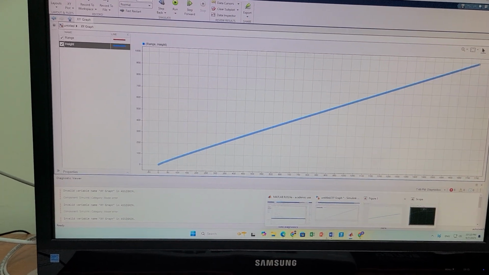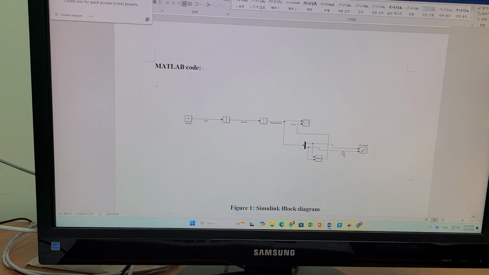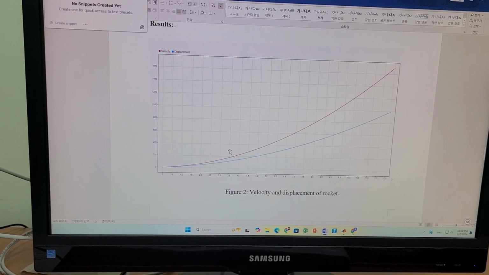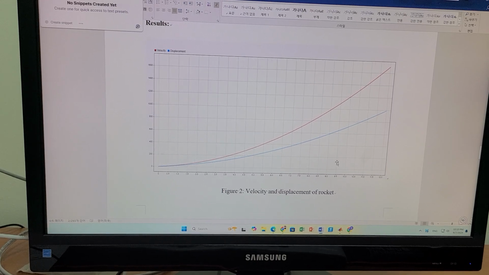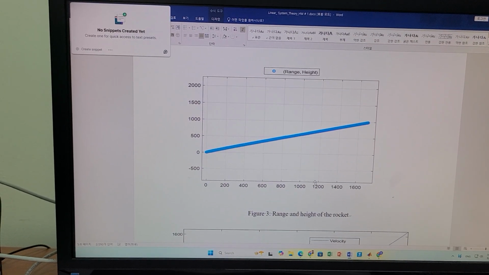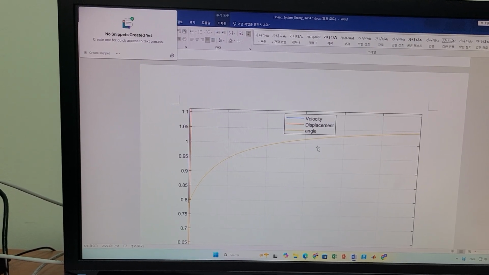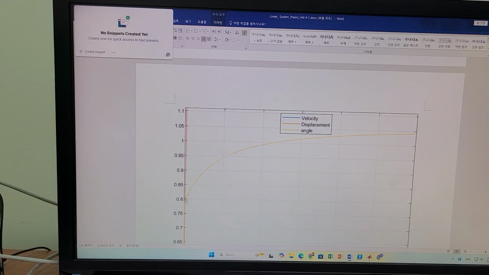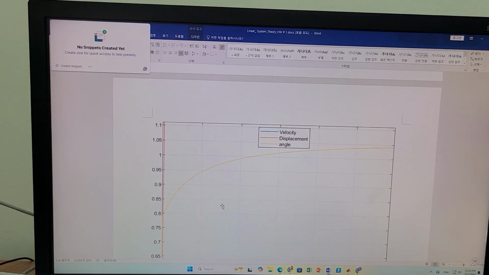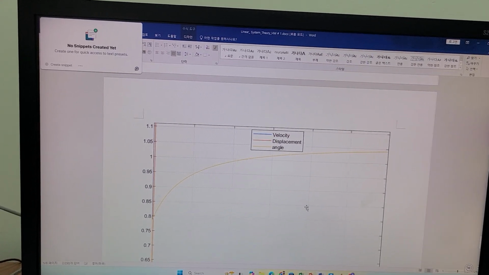All the results are compiled in the Word file right here. This is the Simulink model, and these are the velocity and displacement plots. Similarly, these are the plots of the height and the range of the rocket, and the last plot shows the heading angle of the rocket. With this, this concludes my presentation.